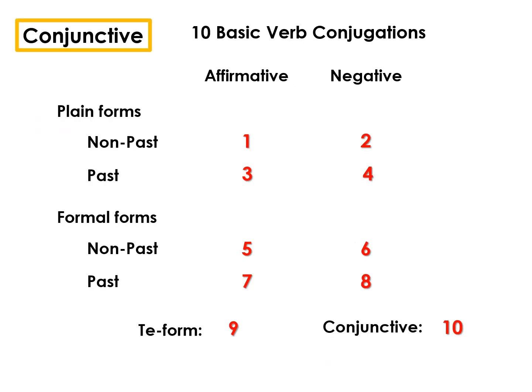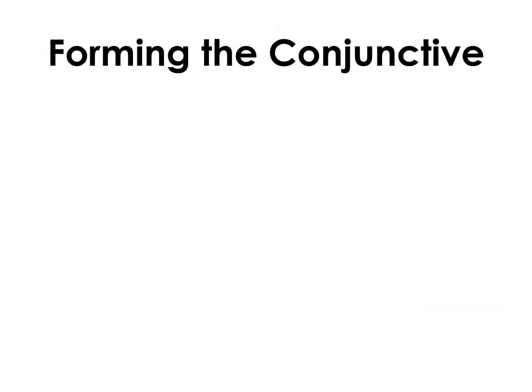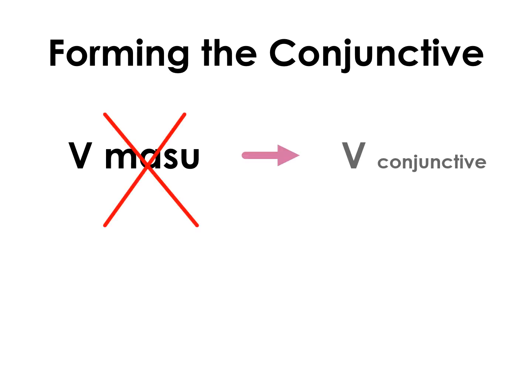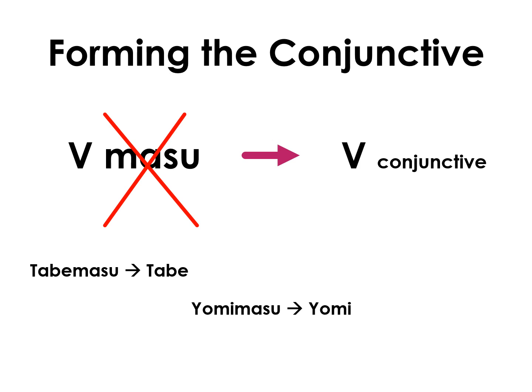If you recall the 10 basic verb conjugations, the conjugation we use for things is the conjunctive form of the verb, as you see here. As in our past lessons, let's do a quick review of how to make this. To make the conjunctive form of root-dropping verbs from the mas form, simply drop the mas. What's left is the conjunctive form. For example, tabemas yields tabe. Conjunctive form of yomimasu is yomi. And the conjunctive form of tsukaimasu is tsukai.